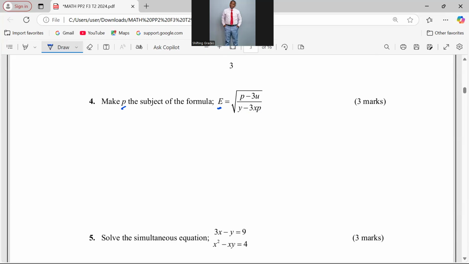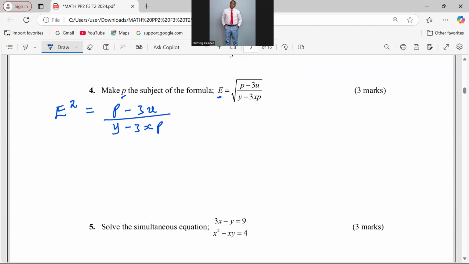Because of the square root sign, what we're supposed to do here is to square both sides first. When we square both sides of this equation, we shall get E squared. But now the right-hand side becomes P minus 3U out of Y minus 3XP. A cross multiplication will give us E squared Y minus 3E squared XP equals P minus 3U. We have multiplied both sides by Y minus 3XP, so that it simplifies on the right-hand side, and on the left-hand side E squared multiplies everything, so that Y is multiplied by E squared, and 3XP is also multiplied by E squared. That is what we get.